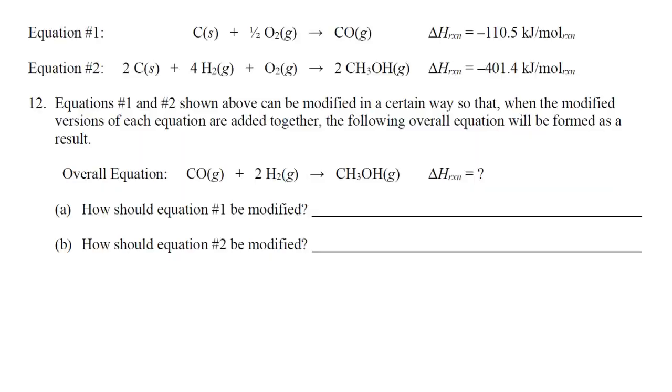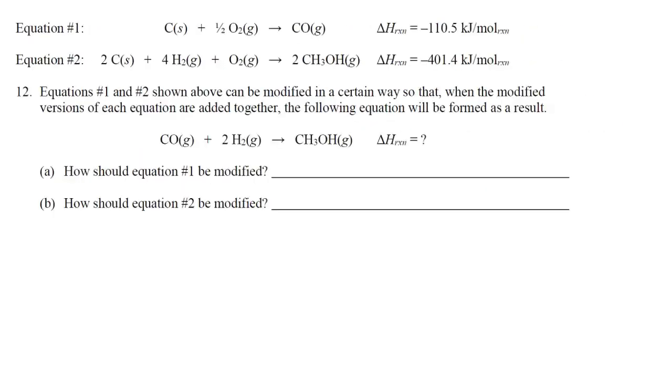Now, let's take a look at question 12 in your packet. So when you are solving a Hess's law problem, a very common strategy is to find specific chemical substances in the overall equation that are also in the original equations that you were given. Now, if a substance has the correct coefficient, but it's on the wrong side of the equation, then that original equation would have to be reversed.